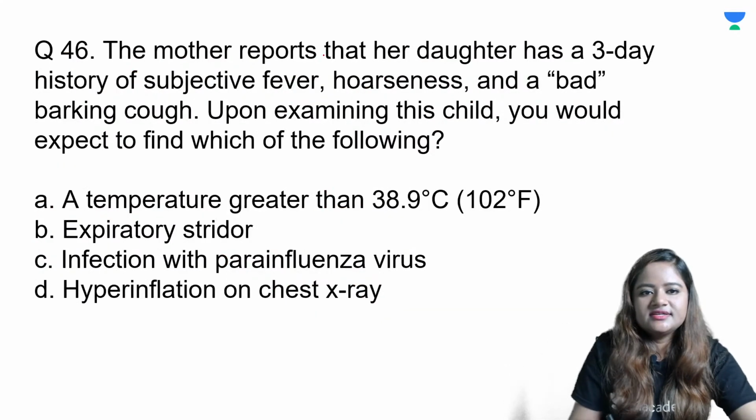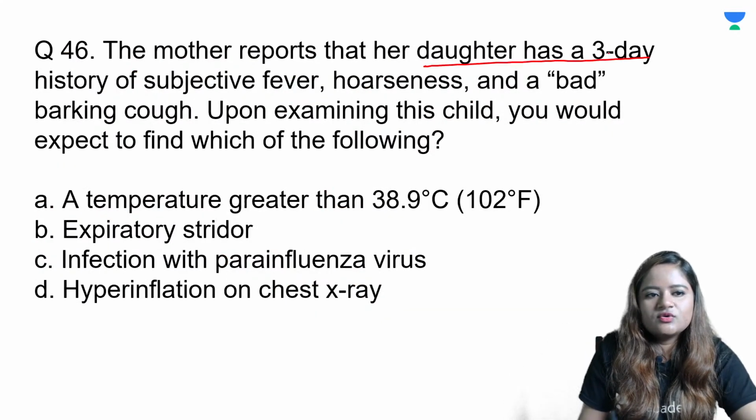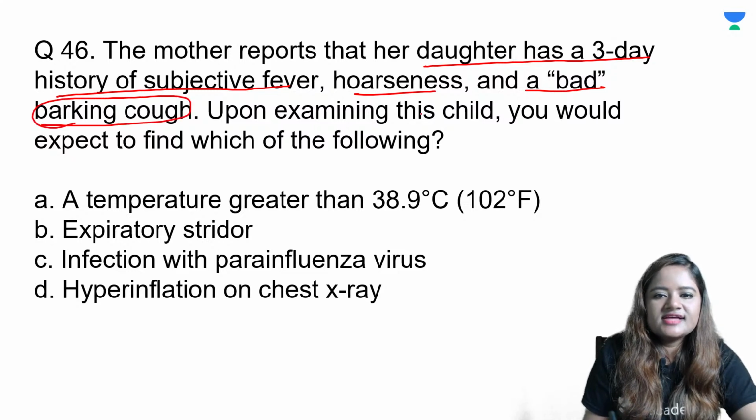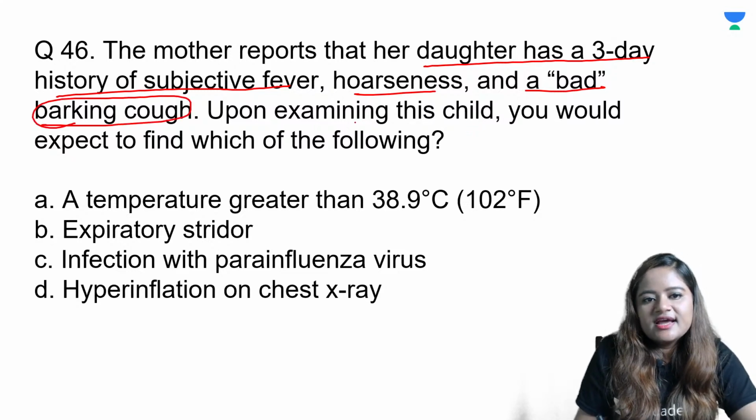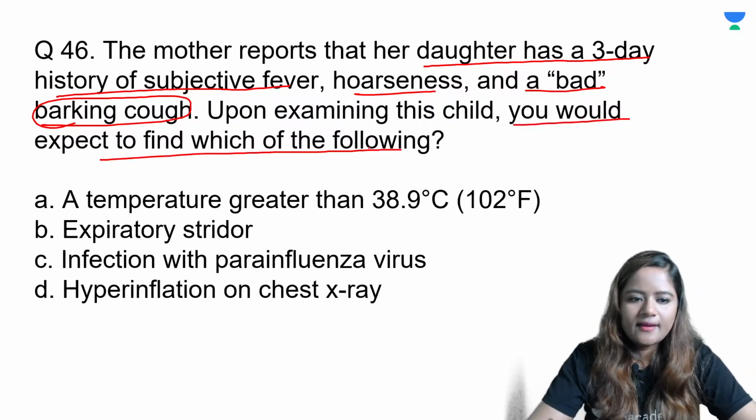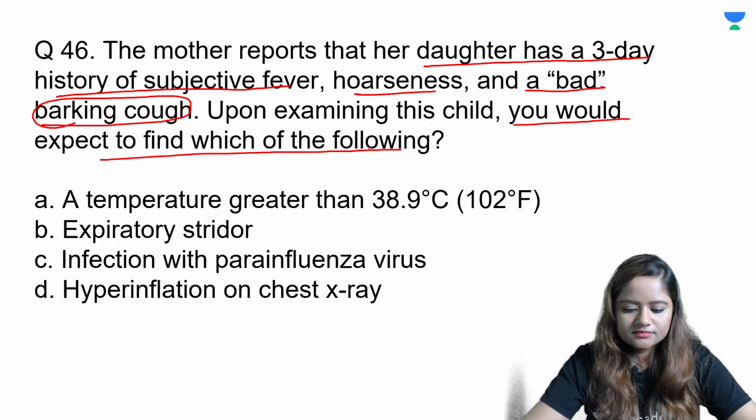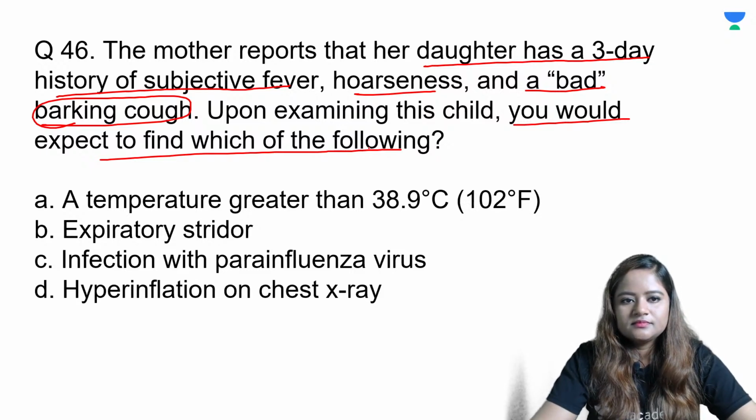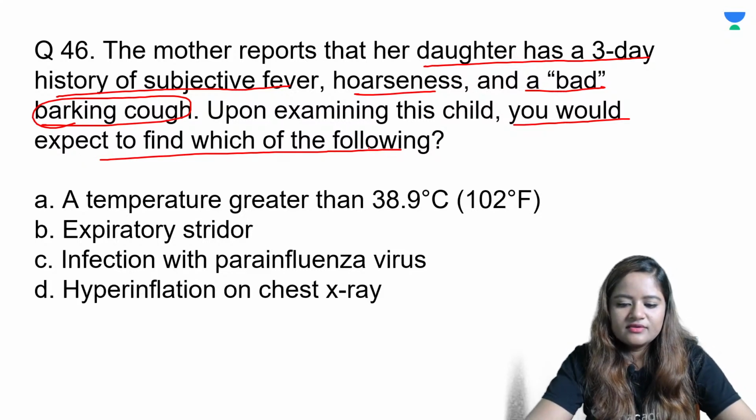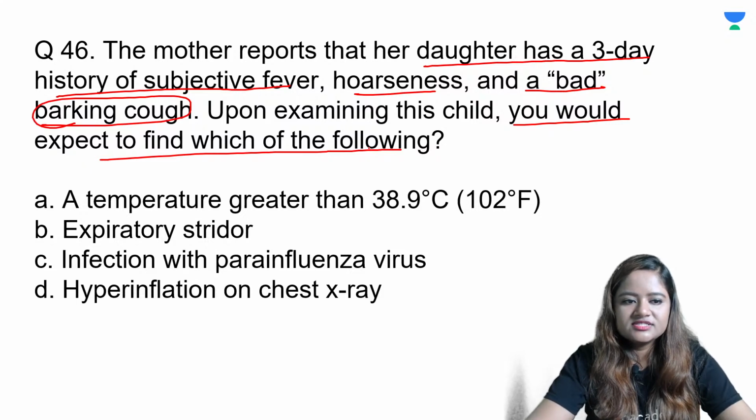Question number 46. A mother reports that her daughter has got a 3-day history of subjective fever, hoarseness and a bad barking type of cough. Okay? So this is classical presentation of which disease? And upon examining this child, you would expect to find which of the following. Fever with hoarseness and barking cough means what? What is the clinical condition, and what is the right option for that clinical condition?